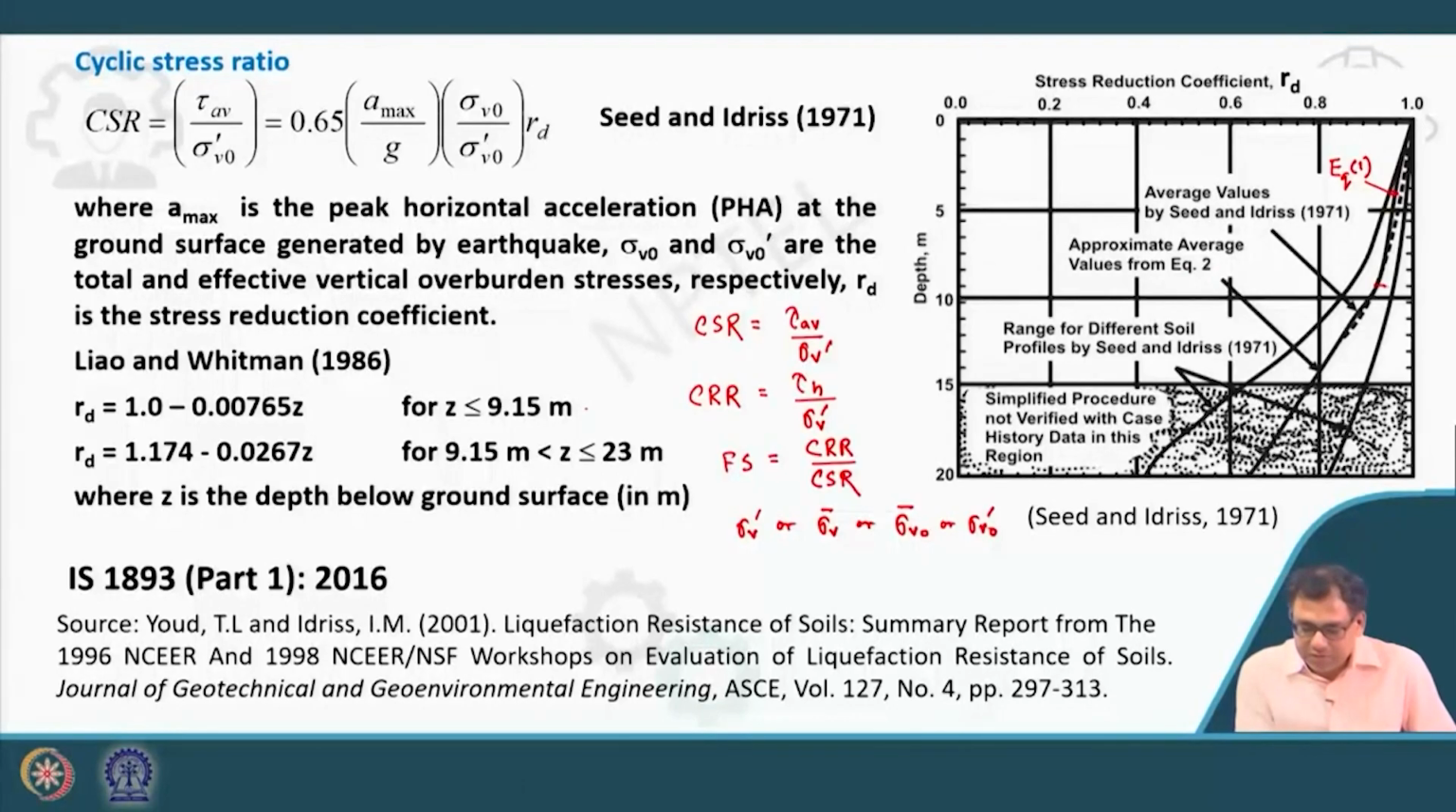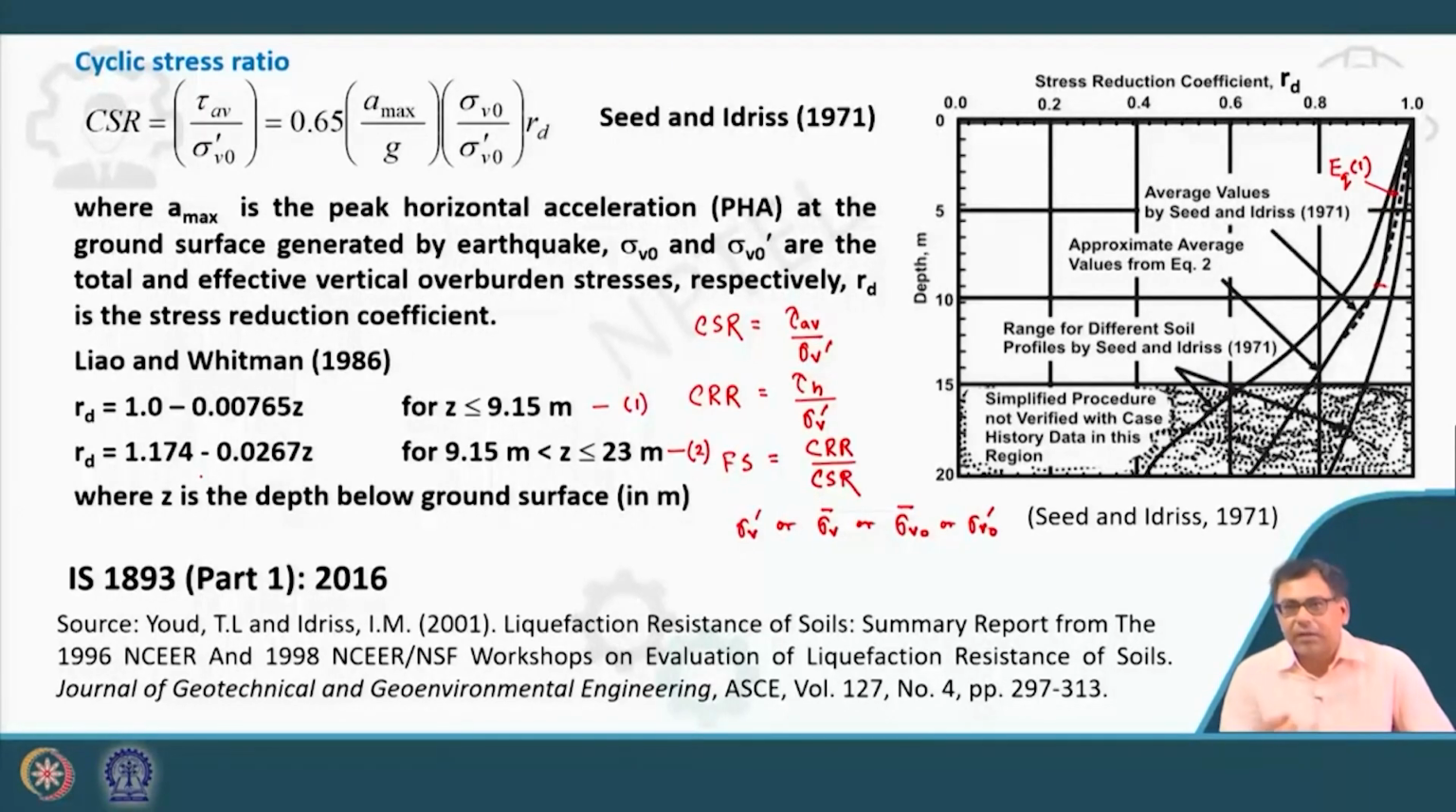You can see which was equation 1, this is my equation 1, this is equation 2. And for 9.15 meter to 23 meter, this is the equation for RD. So now, as I have already mentioned, when you are taking some value from the graph, there is a possibility of a marginal difference.